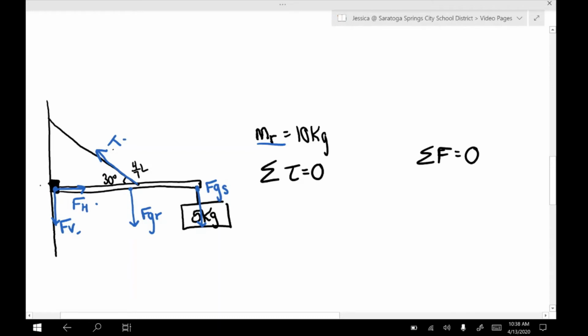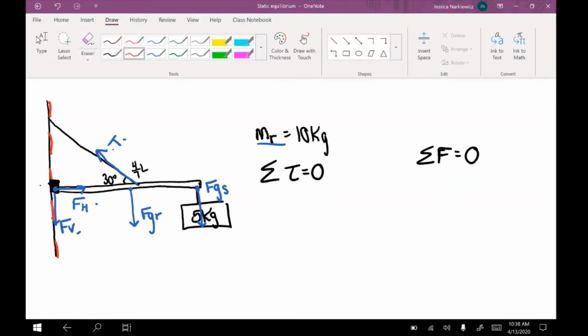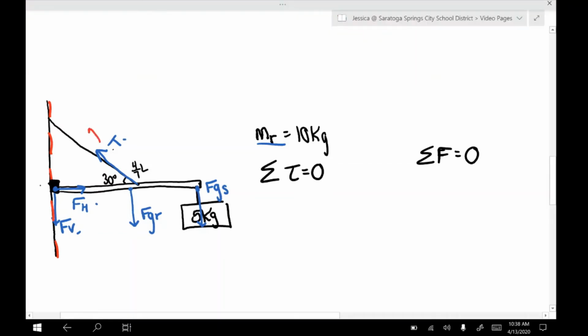Okay. So I'm going to start with torques. And the reason why I'm going to start with torques is because when I use that torque equation, I can usually get rid of some forces. Because I'm going to say my axis of rotation is right here, which means that FH and FV do not produce torques because they are at the axis of rotation. It also means that the tension force produces a positive torque, and the two downward forces produce negative torques.